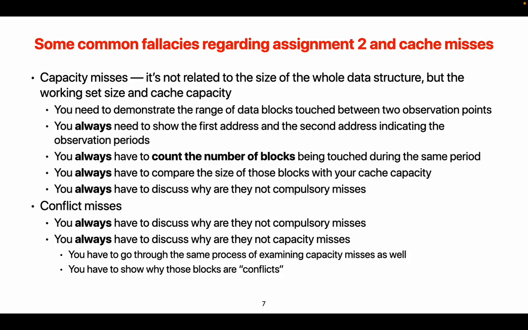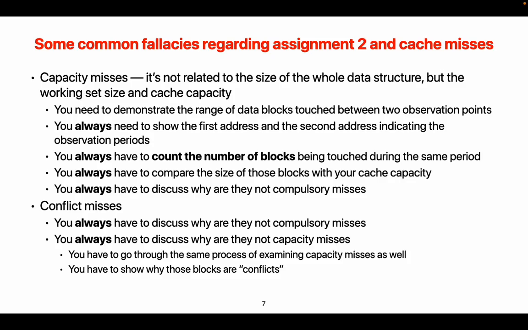Like a lot of people, when they send me the answer, they say, well, this is the working set, or this is the total data structure size. They never talk about the cache size. Come on, this is a capacity miss, and you don't talk about the cache capacity. How can I give you credits on that, right? So sometimes pay attention to what the autograder tries to tell you, right?